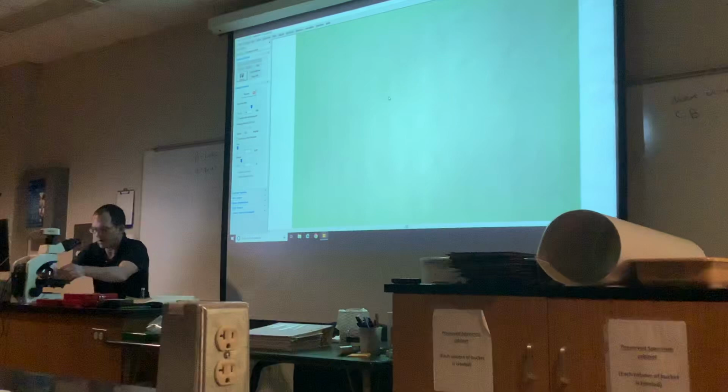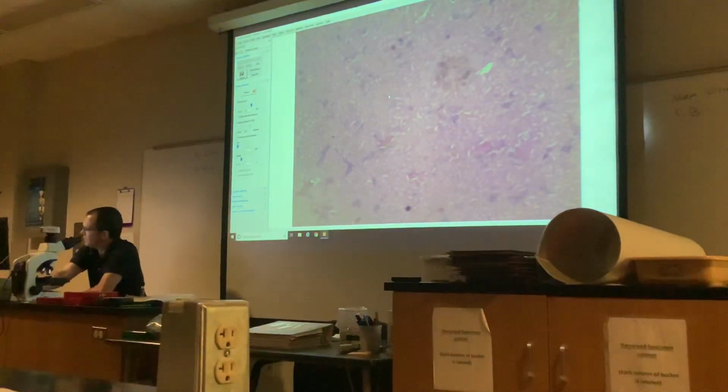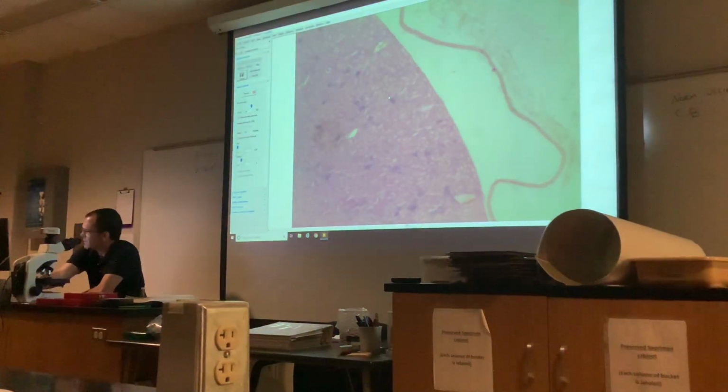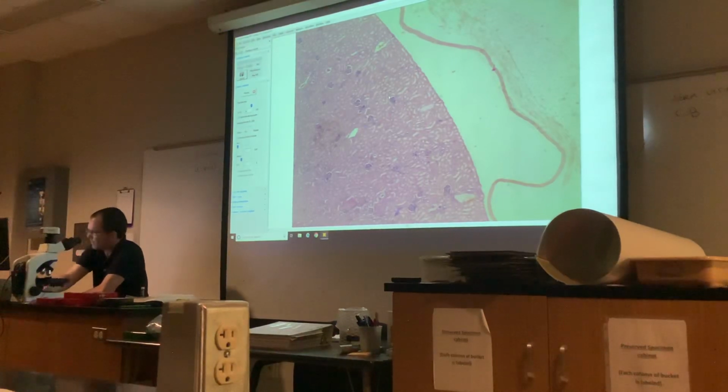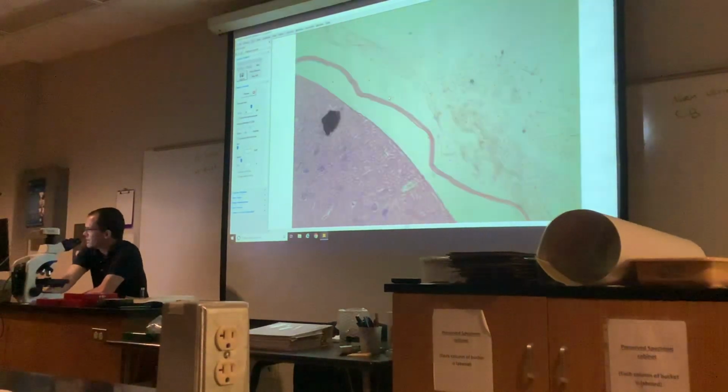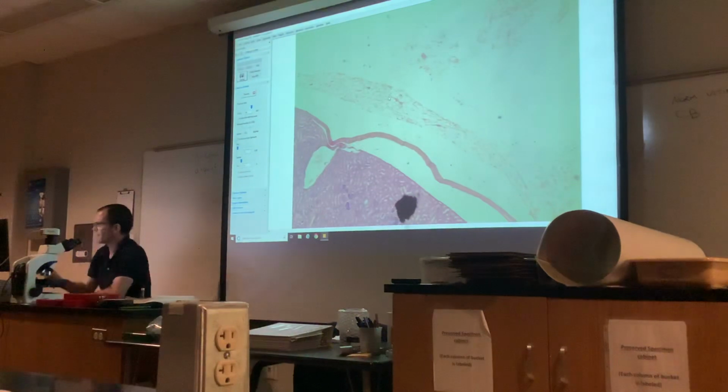Let's look at that kidney. I promised you that there were no corpuscles in the medulla. So here we are. This is, and you can actually see some stuff.